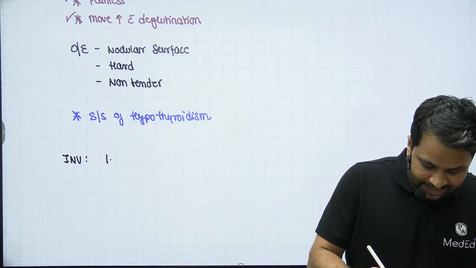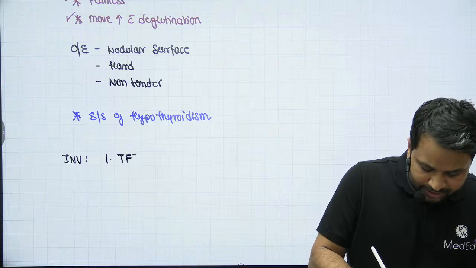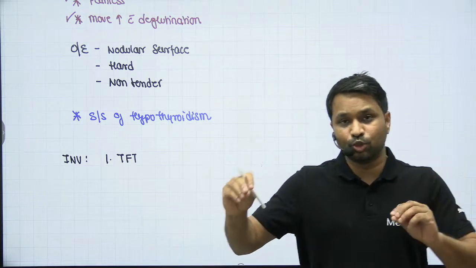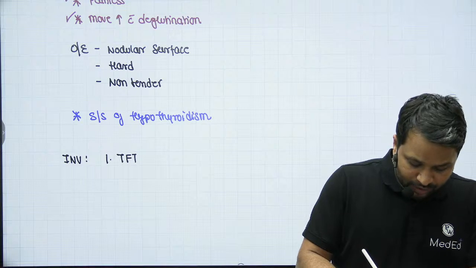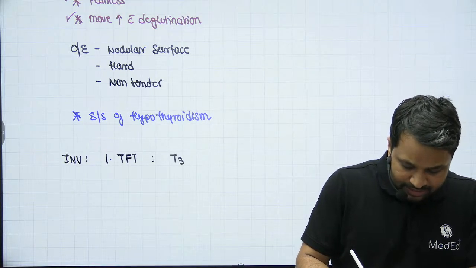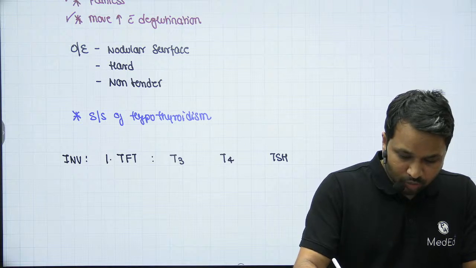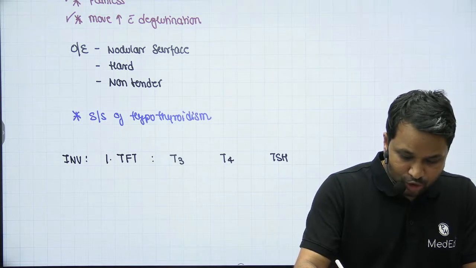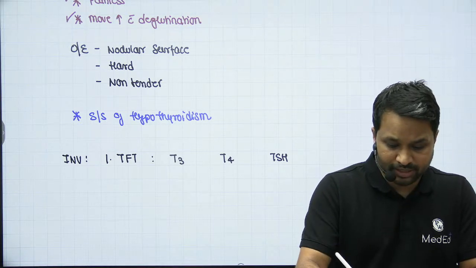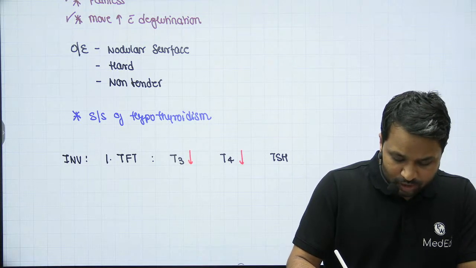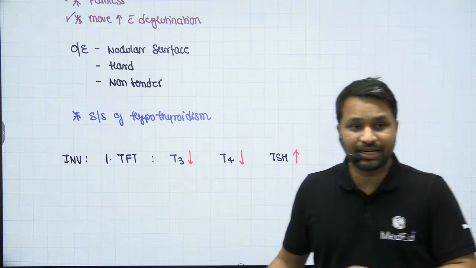The first thing I will do is a thyroid function test to confirm whether the patient is hypothyroid or hyperthyroid. In the thyroid function test, I'll be measuring T3 levels, T4 levels, and TSH. Now, because the follicles are getting destroyed, destruction of the follicles will cause a decrease in T3, T4 production, and because of the negative feedback, it will cause an increase in TSH.